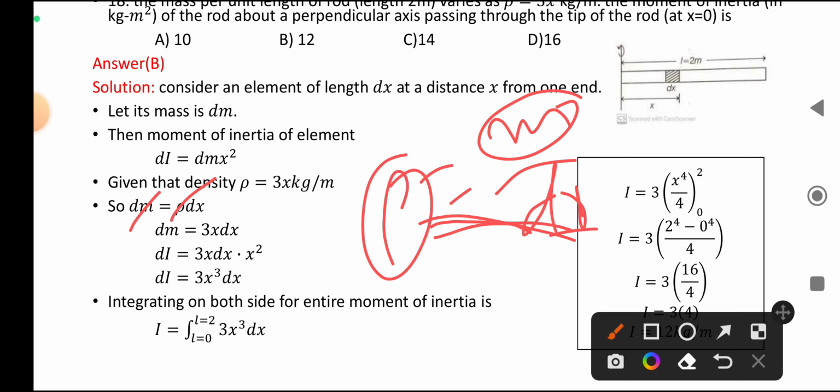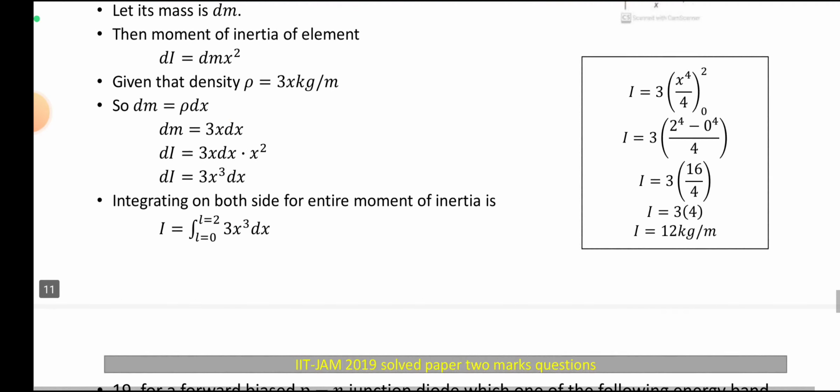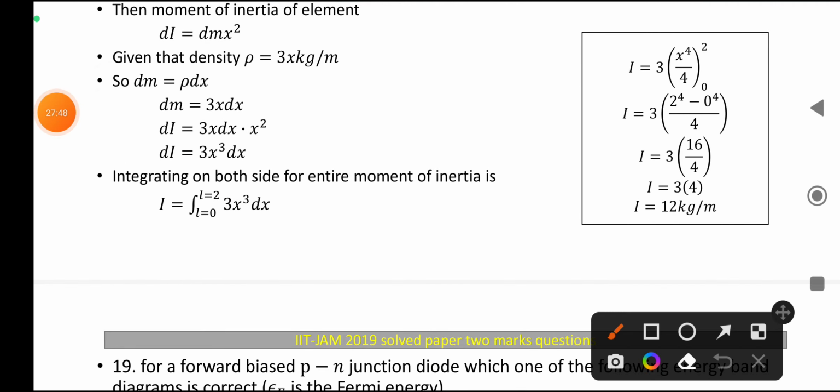Rho value just now given above as how much? 3x. Substitute the 3x, the dm value we got, and take this value and substitute it in dI. Okay, and integrate that after its substitution. Integrate from where to where? 0 to L. Okay, so what do you get?